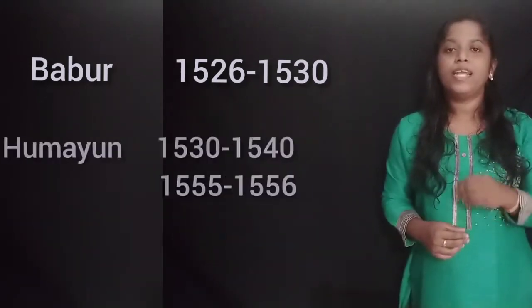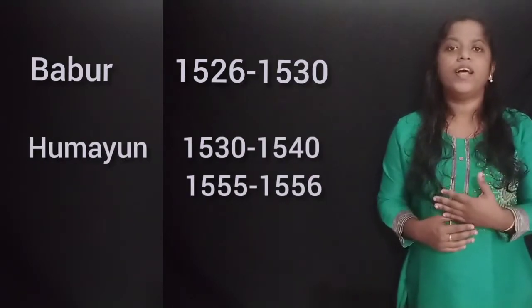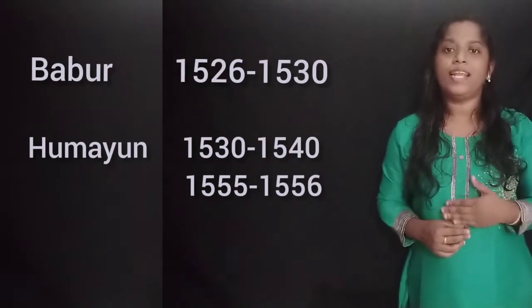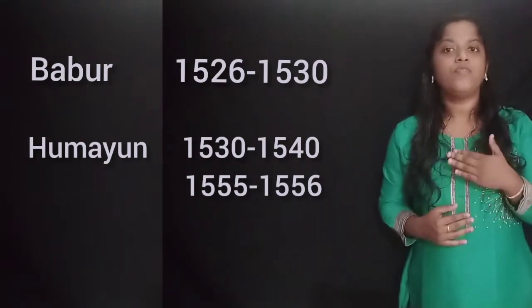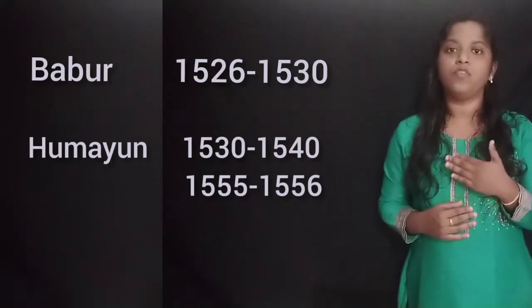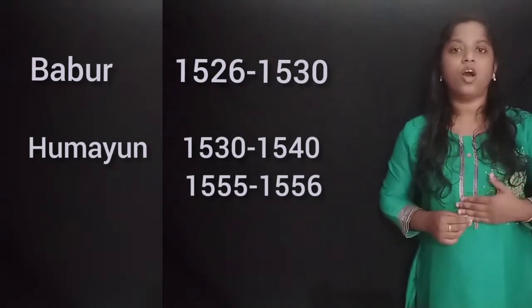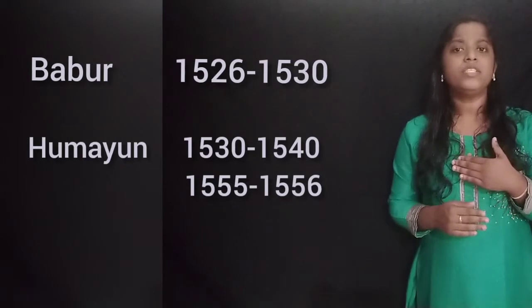Let's go through the important rulers of Mughal Empire. Babur was the ruler of Mughal Empire from 1526 to 1530. After Babur, the next ruler of Mughal Empire was Humayun, the son of Babur. Humayun ruled Delhi in two terms, the first from 1530 to 1540. In the year 1540, Sher Shah Suri of Sur Dynasty established his rule in Delhi by defeating Humayun.